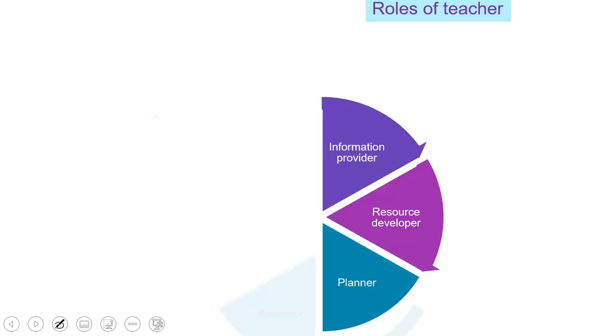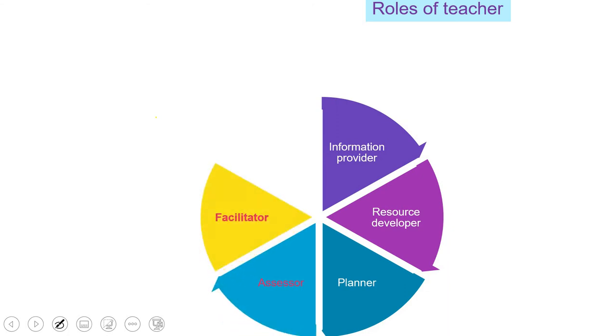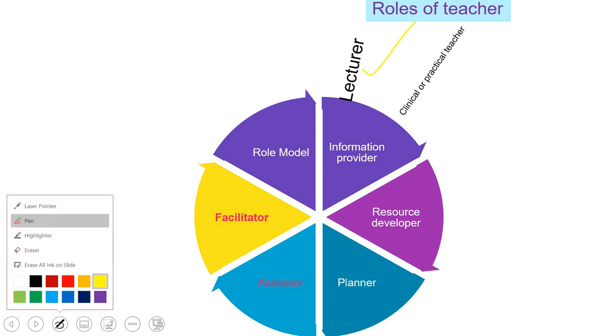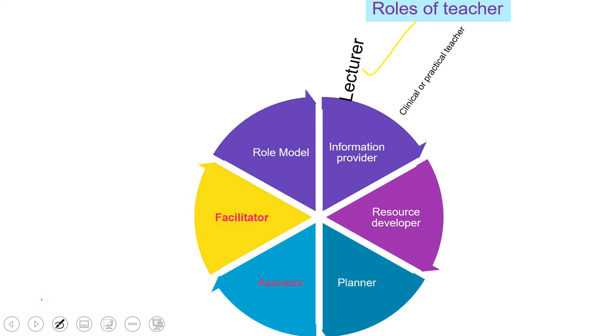Usually students are taught by different teachers, so here we need a teacher to be a role model. A teacher should not only be the information provider, he should be a resource developer for the student, a good planner, and an assessor to assist the student. Of course, there should be facilitation, and the teacher should be a role model as well. These six further contribute to each role. For example, he will be a lecturer, and that particular tutor will also be a practical teacher as well. And if he is related to a clinical or medical field, then he will be a clinical teacher as well.